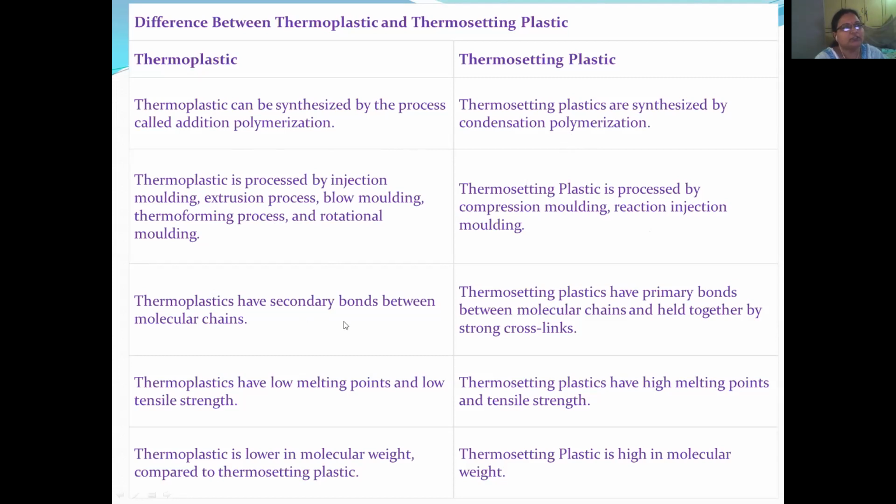Then these have secondary bonds between molecular chains. These have primary bonds between molecular chains held together by strong cross-links. So that means these are linear and these are cross-linked. Then these have low melting points and low tensile strength, whereas these have high melting points and high tensile strength. Then thermoplastic is lower in molecular weight compared to thermosetting plastic, whereas thermoset plastic is high in molecular weight.